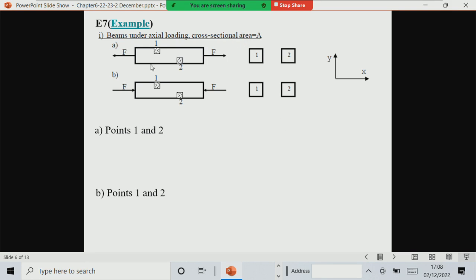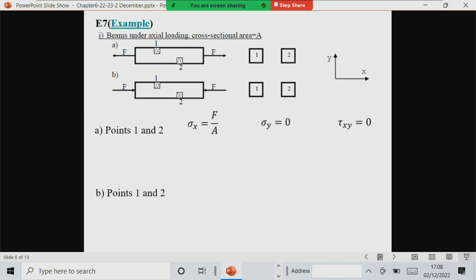So the two selected points here, 1 and 2, or it could be any other point because the force is uniformly distributed, they all have the same stress value. So for points 1 and 2, stress is F over A. We have no force applied in the y direction, so sigma y is 0. And we have no shear force or torque applied, so the shear stress is also equal to 0.